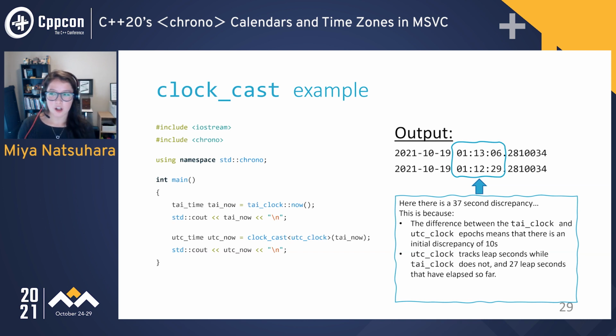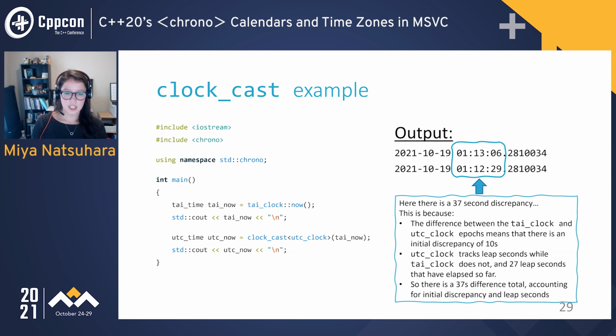Additionally, remember UTC clock is the only clock that tracks leap seconds. TAI clock does not. And there have been 27 leap seconds that have happened in our history so far. So there's an additional 27-second discrepancy that's introduced just from the leap second angle. So this gives us a 37-second difference total, combining that 10 seconds and 27 seconds.